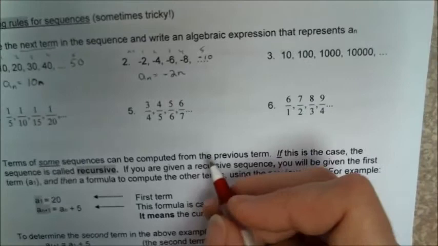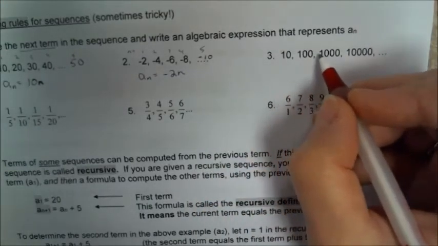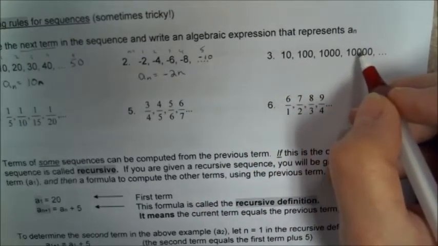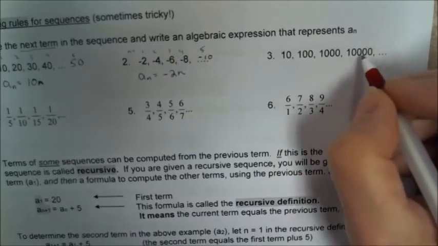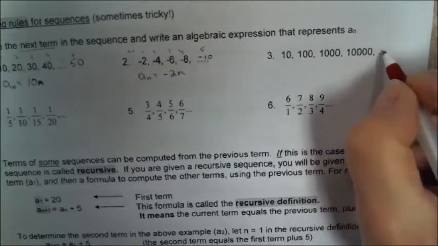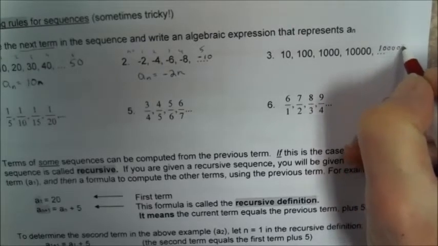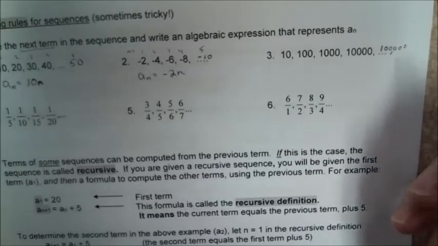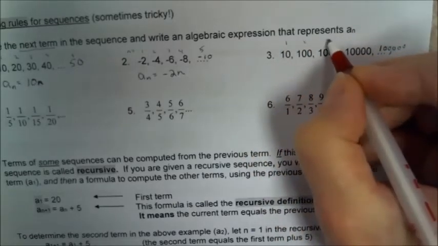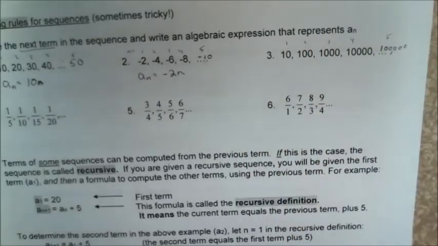Here's the next one, a little bit trickier. 10, 100, 1,000, 10,000. Well, you just keep on tacking another 0 on. So this one has 1, 2, 3, 4 zeros. So the next one will have 5: 1, 2, 3, 4, 5 zeros. 100,000. Here's my first, second, third, fourth, and fifth term.